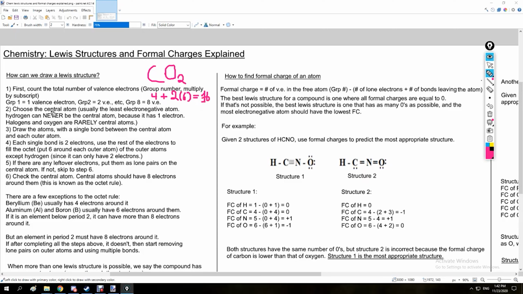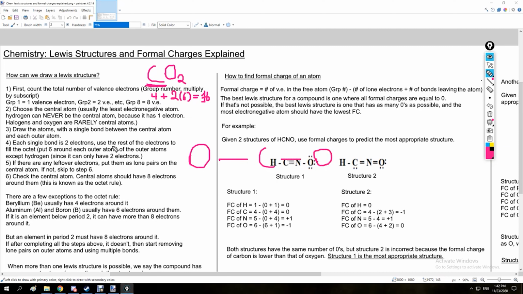Then you choose the central atom, which is usually the least electronegative atom. Again, taking CO2 as an example, this would be the central atom. It's rarely halogens and oxygen, and it's never hydrogen, because hydrogen only has 1 electron and can form 1 bond. Next, draw the atoms with a single bond between the central atom and each outer atom. So we'll start with O, C, O, just like this.